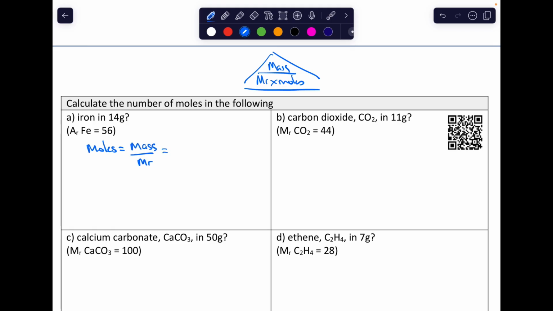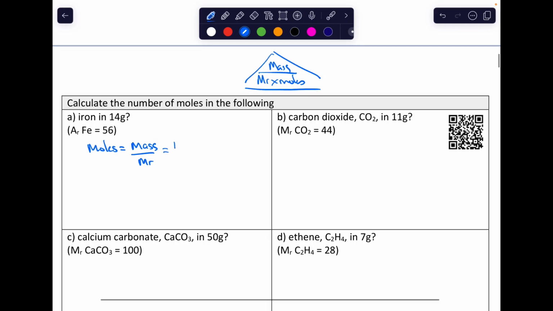And if I look at this first question, you can see the question says that the mass is 14 grams. The Mr is, this is an atom, so the Mr is equal to the relative atomic mass, which is 56. So here I've got 14 divided by 56, and that equals 0.25 moles. Okay, so try the others. Again, I'll put the answers up for you to make sure you are happy with what you have got.